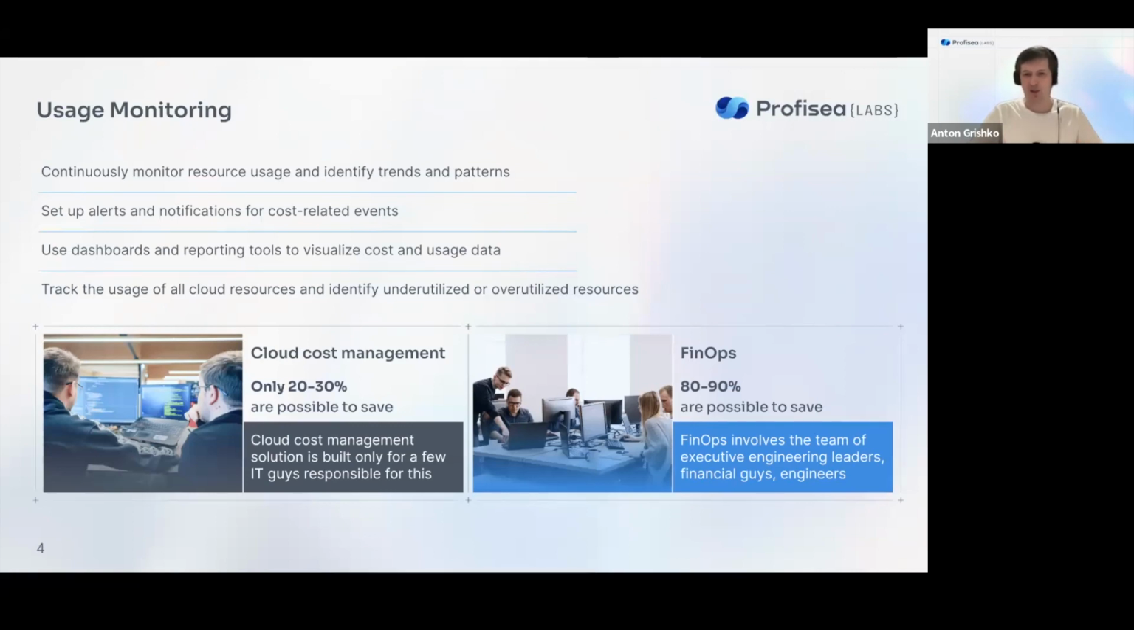Before FinOps, there was cloud cost management within the company. So cloud cost management teams, like a dedicated one or two engineers within the IT department, who were basically trying to find a way to cut the cost on the cloud. And they usually were saying that, you know what, it's only 20, maybe 30% possible to save. That's the maximum that they are capable of doing.